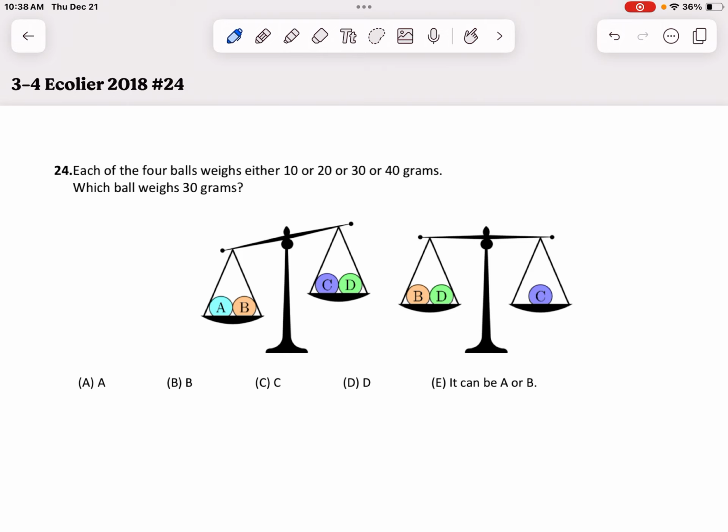So we're given 2 scales, and in the first scale we could see that if you put A and B together, they're going to be heavier than C and D. So let's write that algebraically. A plus B is greater than C plus D. In the second scale, we can see that B plus D is equal to C. So let's also write that.